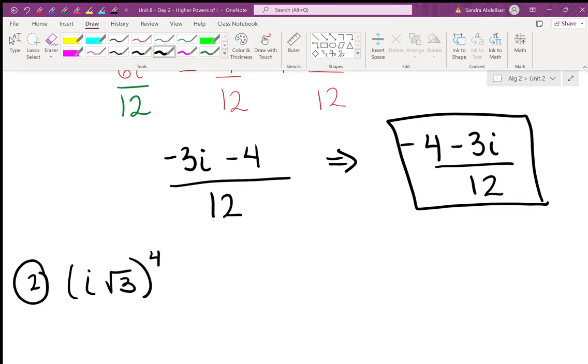All right, so I have (i√3)^4. Inside the parentheses, is it a monomial or a binomial or bigger? What is it? Matt? It's a monomial. So what does that mean for us since there's no plus or minus signs? We just multiply each thing inside it to the 4th power. Good. We can just sort of distribute that power of 4.